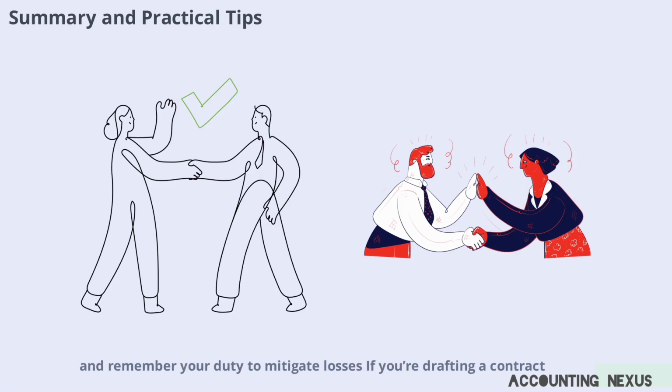If you're drafting a contract, think about including clear penalty and cancellation clauses to make future disputes easier to resolve. By being informed and proactive, you can better protect your rights and interests in any contractual relationship.